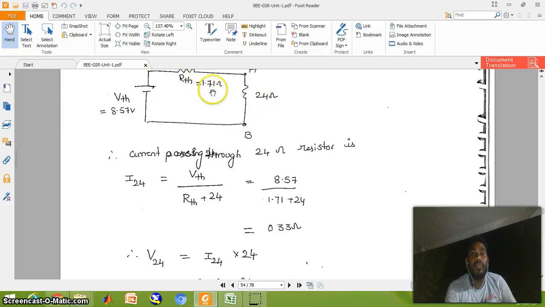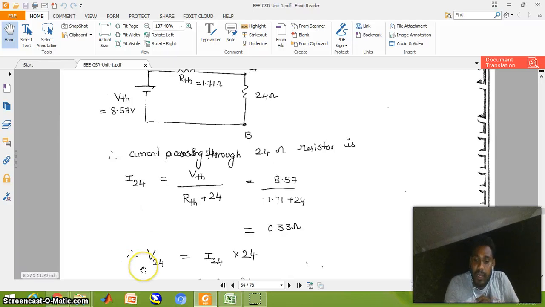In a series circuit, as per the voltage division rule, calculate the voltage across the 24 ohm resistor. That is one method. Another method is to calculate R equivalent and calculate I total. I total means the current through the 24 ohm resistor. The same current flows through R Thevenin and the 24 ohm resistor. That's the reason I24 is simply V Thevenin by R Thevenin plus 24. So first calculate the current through the 24 ohm resistor, which is equal to 0.33 amperes.